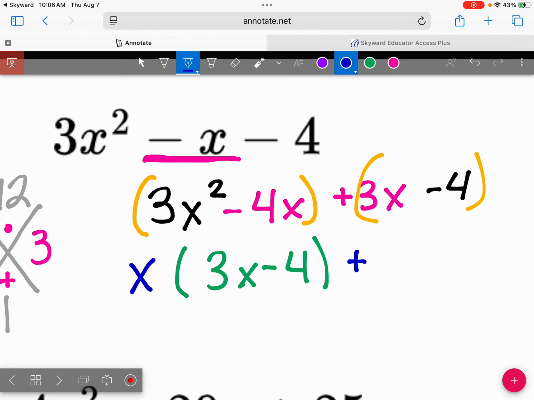And then if I look at the right pair, I have a 3x minus 4 there. What do they have in common? They do have a common factor, 1. So it's not that they don't have anything in common. They just have a 1.